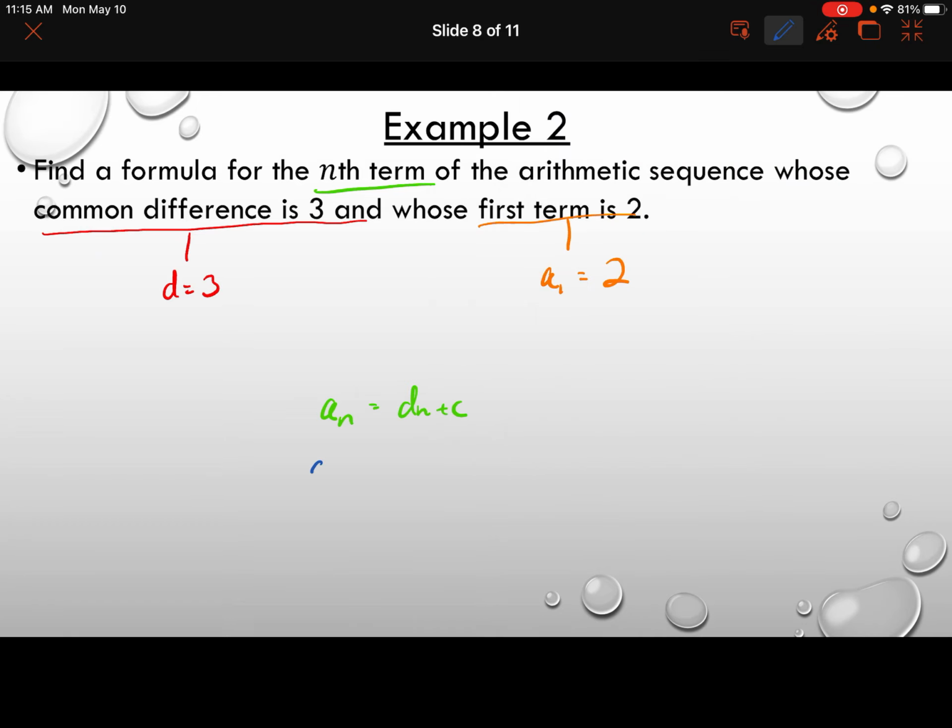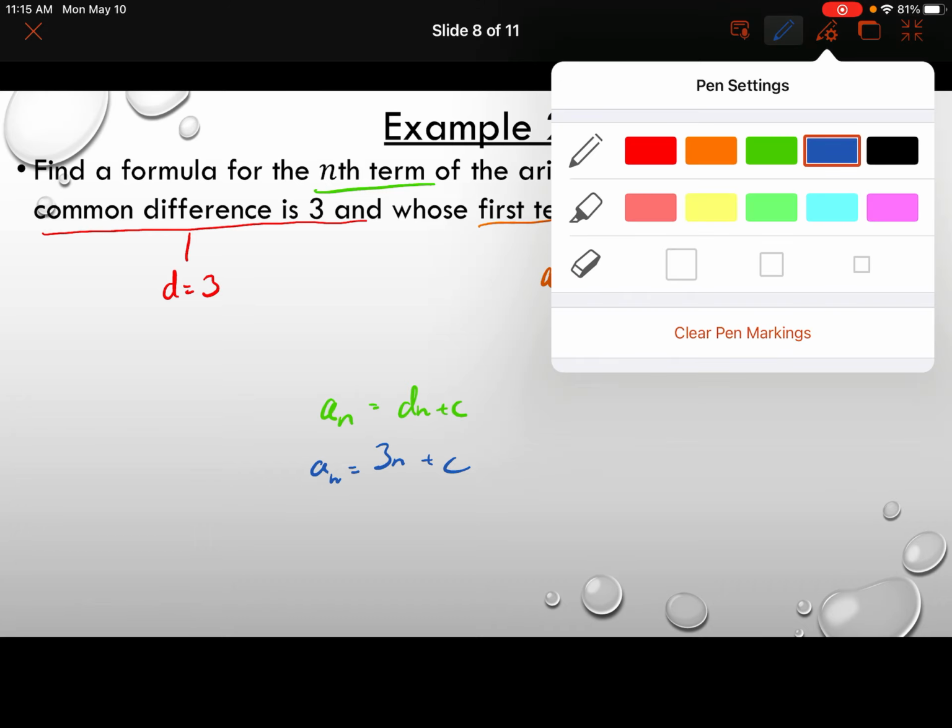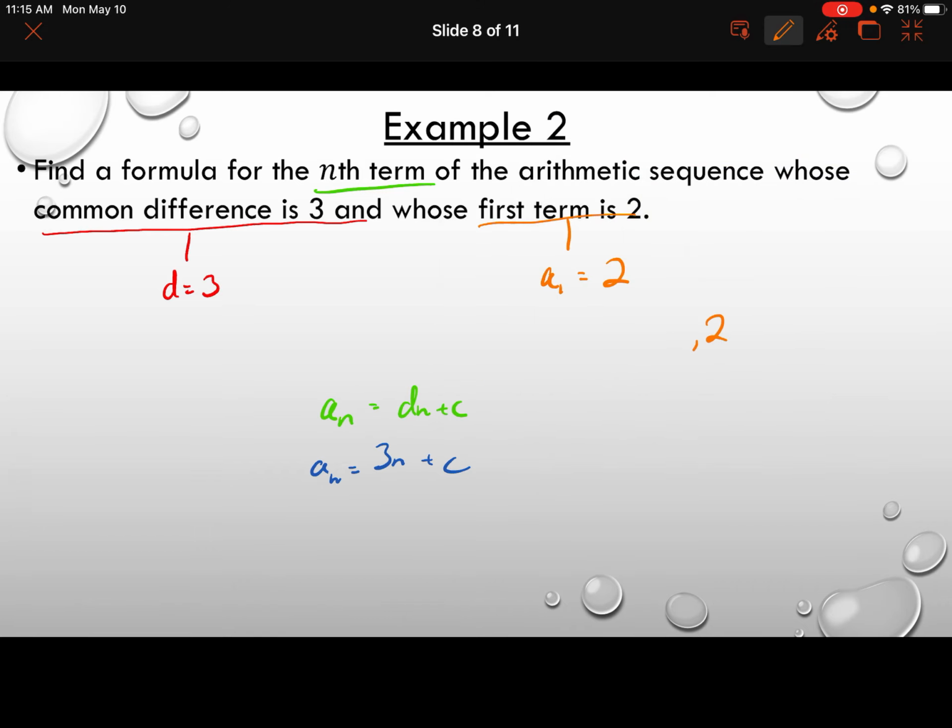So we have a sub n is equal to 3n plus c. So we still have to figure out what that c value is. Well, remember in the previous slide, there's two ways to think about it. Either you can think of it as the zero term. So if the first term is 2 and the difference is 3, well, that means the second term would be 5, the third term would be 8, so on and so forth.